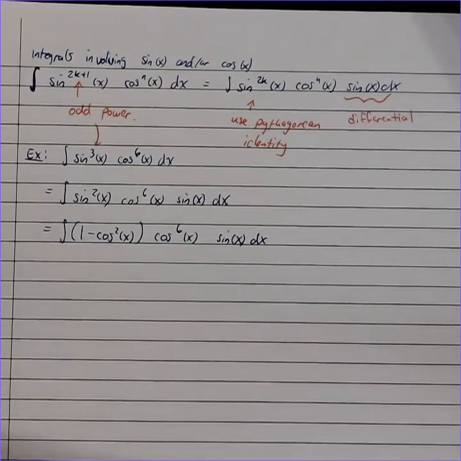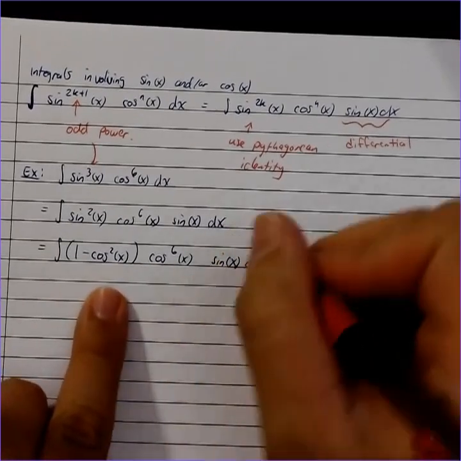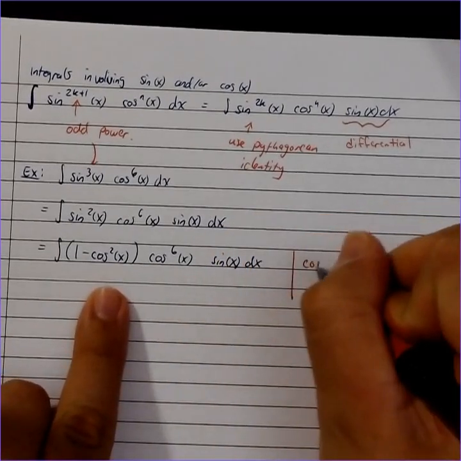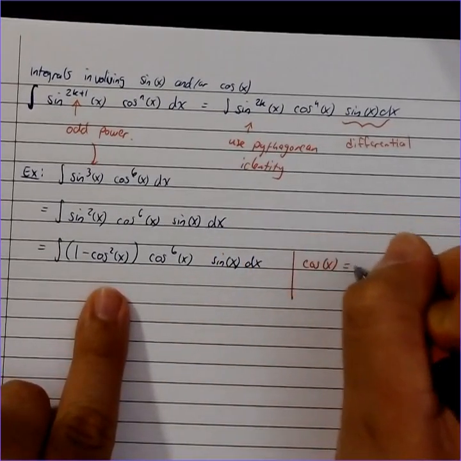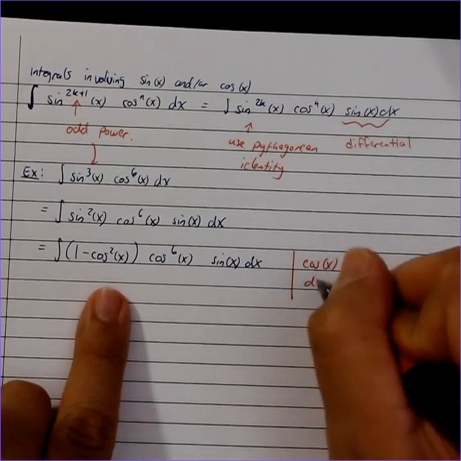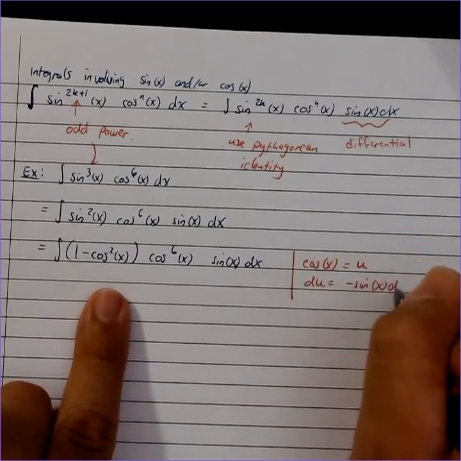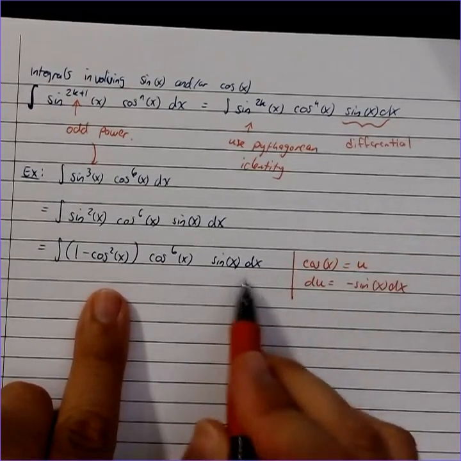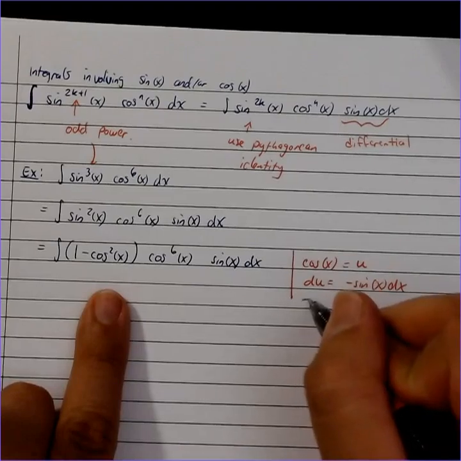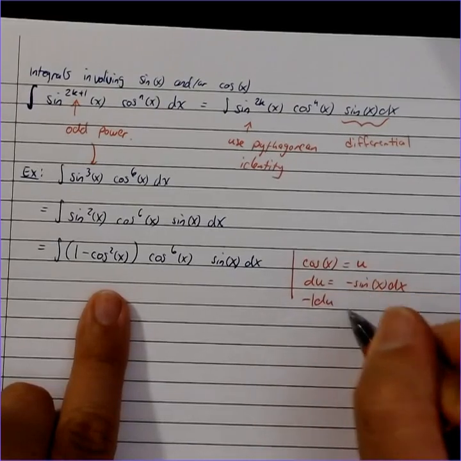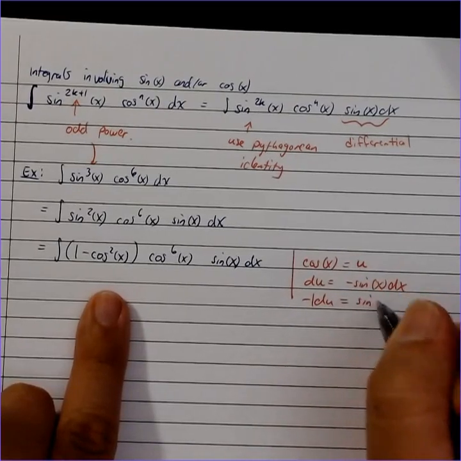Which means we can use a substitution. Here we're going to take cosine of x and write that as u. Cosine of x is equal to u, which means du is equal to negative the sine of x dx. We have almost exactly that. Let's just multiply both sides by -1. So -1 du is equal to sine of x dx.